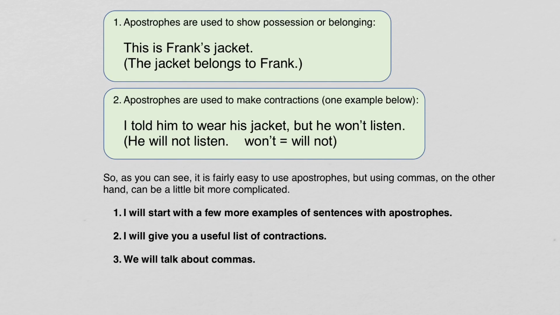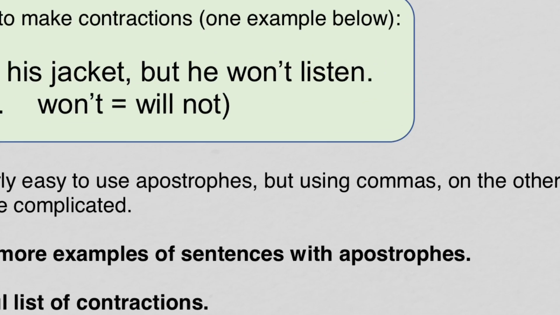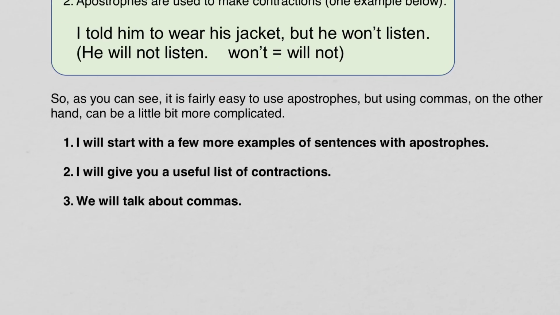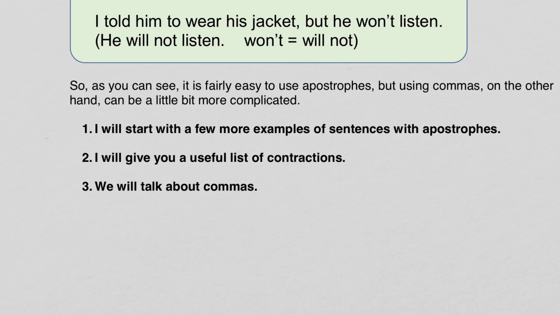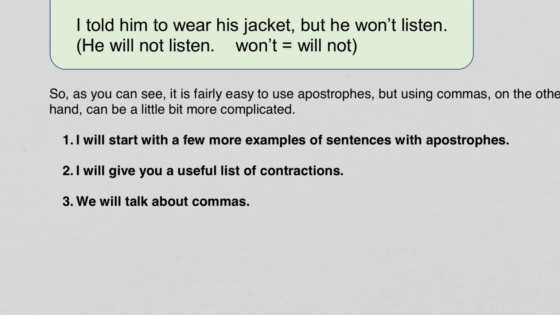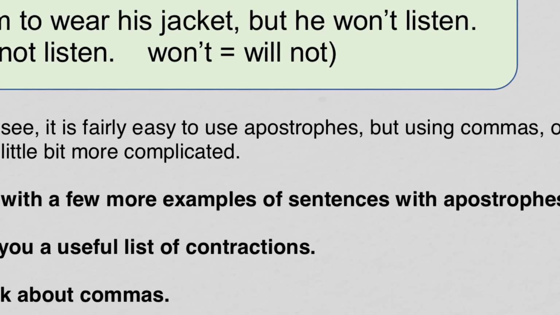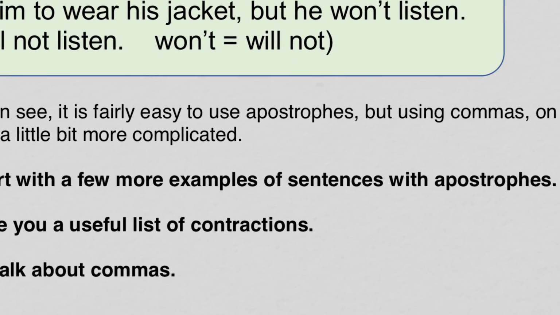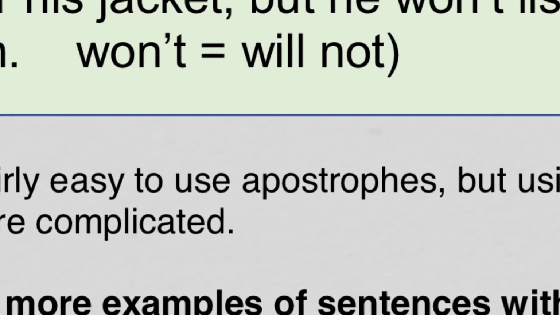Another way to use apostrophes, apostrophes are used to make contractions. Here's one example below. I told him to wear his jacket, but he won't listen. Won't is the contraction. Another way that we could say it, instead of saying he won't listen, would be to say he will not listen. So won't is a contraction and won't is will not. So with contractions, what we do is we use the apostrophe to put 2 words together. So we're putting the words will and not together to make won't. W-O-N apostrophe T.